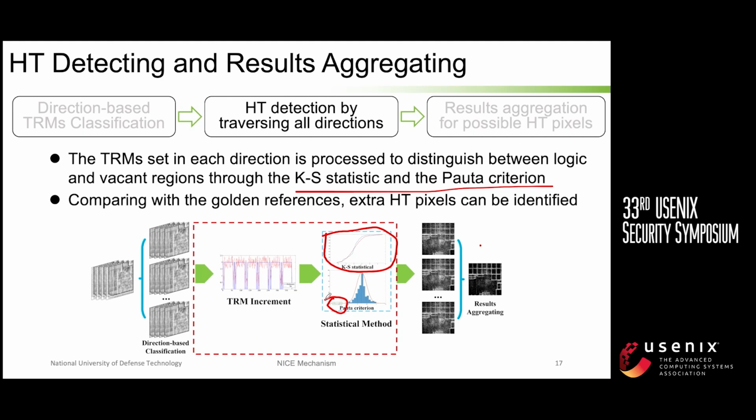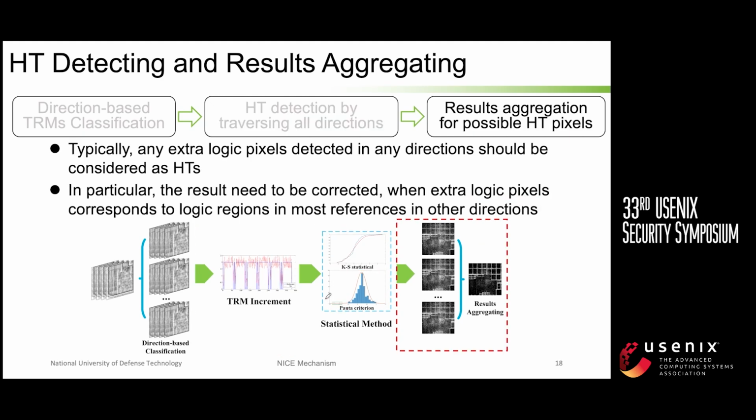So by comparing this with the IC layout, we can identify potential HT pixels. Usually any extra logic pixels detected in any direction are considered HTs, but if these extra logic pixels match logic regions in most other directions, the result needs to be corrected.